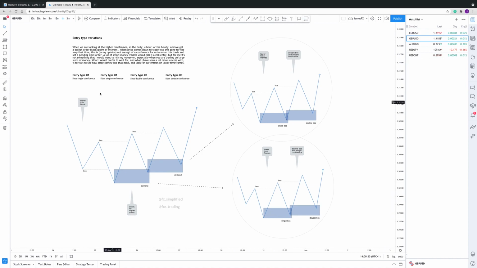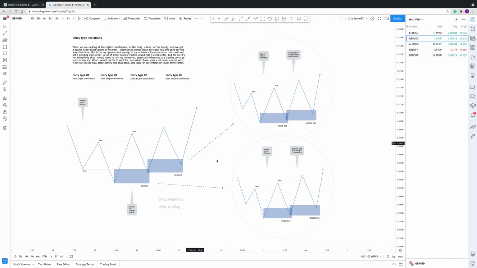Now this is entry type 1, which is a single BOS, which basically means a single break of structure and a single confluence, which means we're trading the first break of structure on our higher time frame. As you can see here, this is the first break of structure. Now this could have previously been a downtrend. We've then broken structure, showing intent, tapped into a demand level. So it's a single confluence and it's a single BOS on the lower time frame.